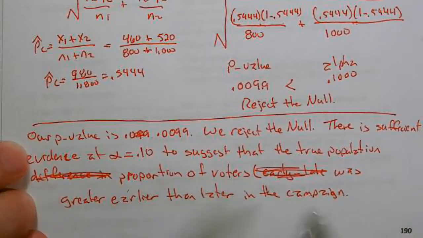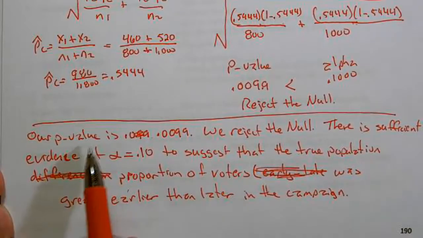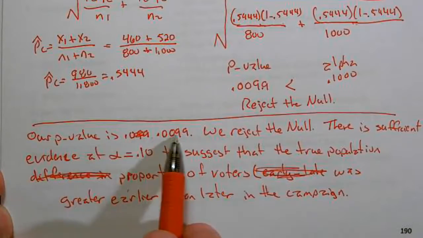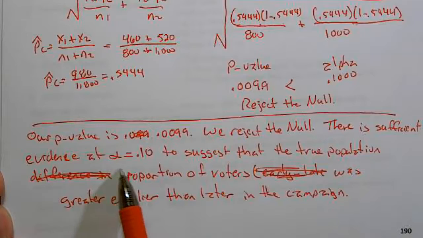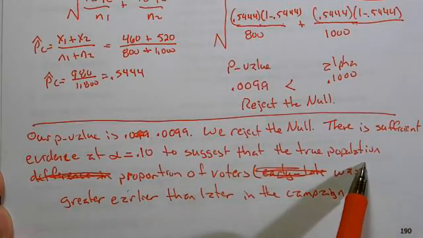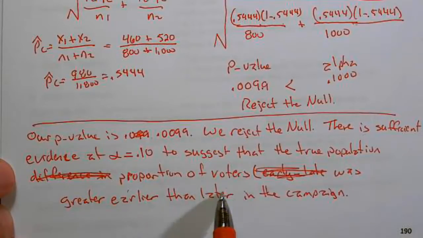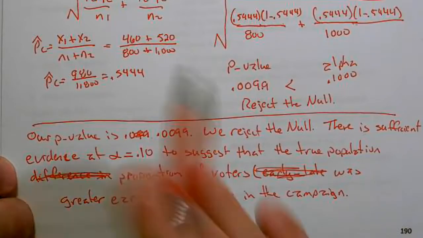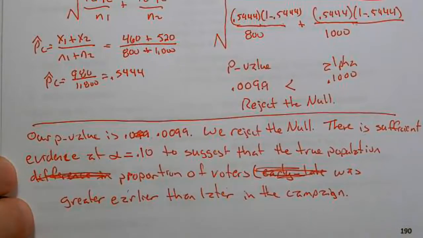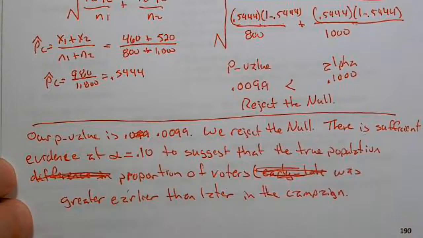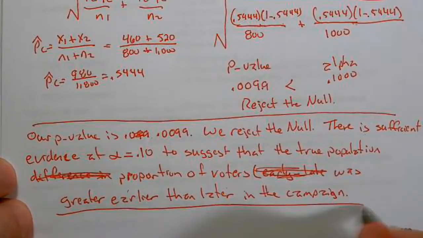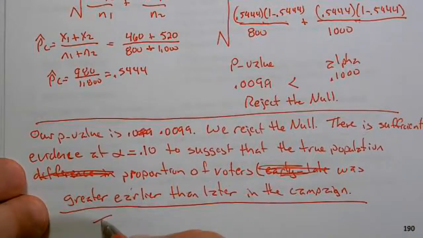Okay. So let me back up on this because I kind of messed that up a little bit. Our p-value is 0.0099. We reject the null. There's plenty of evidence at alpha equal 0.10 to suggest that the true population proportion of voters was greater earlier than later in the campaign, or the true population proportion of voters supporting the candidate was greater earlier than later. And if you left off the in campaign, that would be fine too. In other words, the candidate is losing support.